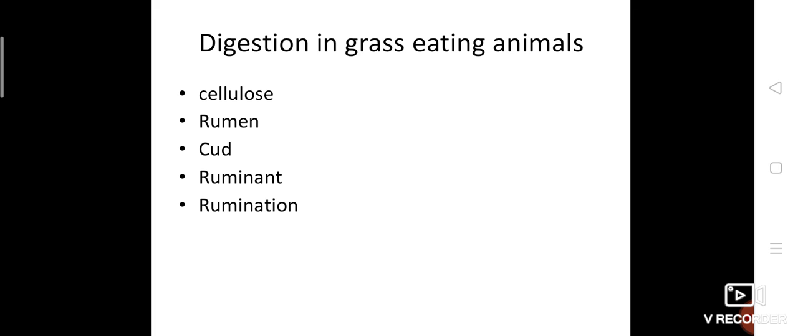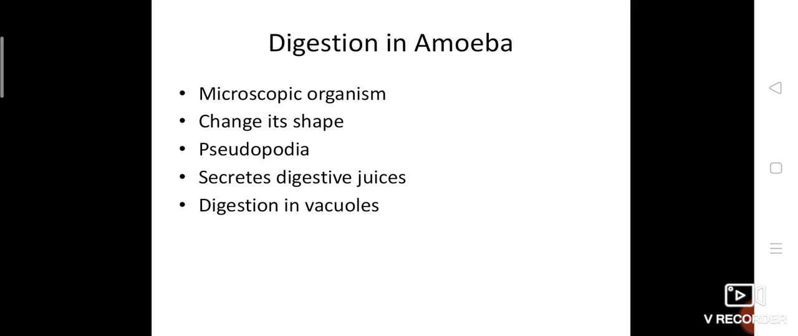Plant eating animals can do that one because of the presence of rumen. Rumen is nothing but one of the organs which is present in the grass eating animals. They will swallow the food first of all and they keep it in the rumen for some time. That food is called cud. Then they bring back the cud from the rumen to the mouth and they will chew the food. So the animals doing this one are called ruminants, and this process is rumination.